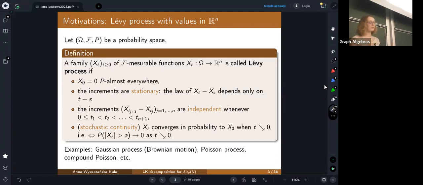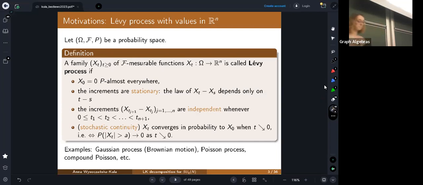It starts at 0 almost everywhere. It has stationary increments, which means that the law of the difference depends only on the length of the interval on which we take the increment. The increments have to be independent in the standard sense, and it has to have some kind of continuity, which is specified to be stochastic continuity.